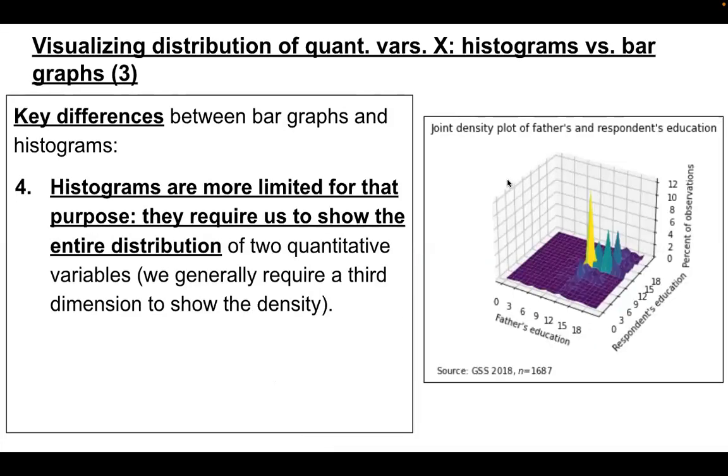So generally speaking, to show something like the joint distribution of two quantitative variables, like the probability of observing someone who's got a father with between 12 and 13 years of education, and a respondent who's got between 12 and 13, which is this spike here, or maybe that's 15, it's a little bit hard to see. These are hard to make. I had to make this in Python. But basically, these are harder to plot because they require a third axis, a third axis for density here.